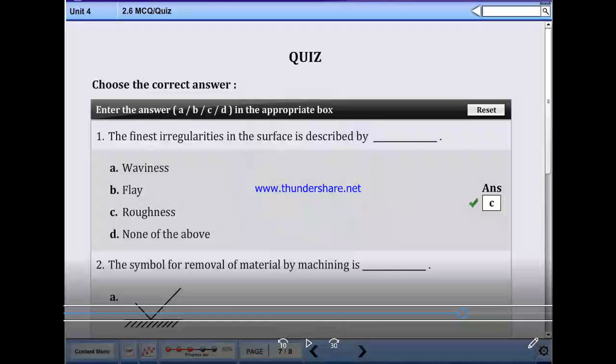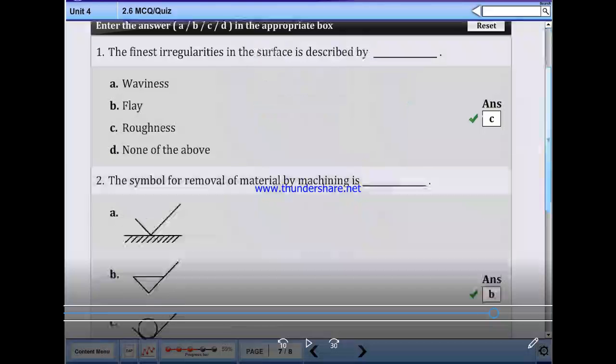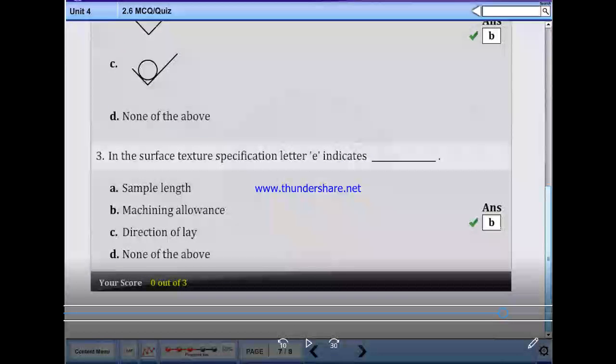Number 1. Finest irregularities in a surface are described by A. Waviness, B. Flaw, C. Roughness, D. None of the above. The answer is roughness. Number 2. The symbol for removal of material by machining is A, B, C, and the answer is B.